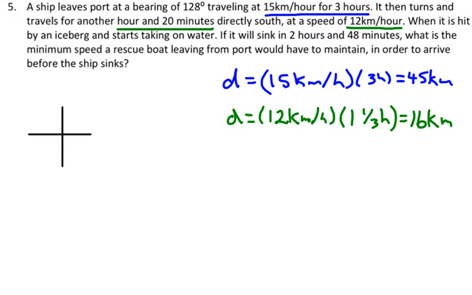Now let's draw our line. So we have 128 degrees. Going from here to here is 90. We have to go a little bit further than that, another 38 degrees to get to this line. Now this line represents 45 kilometers.